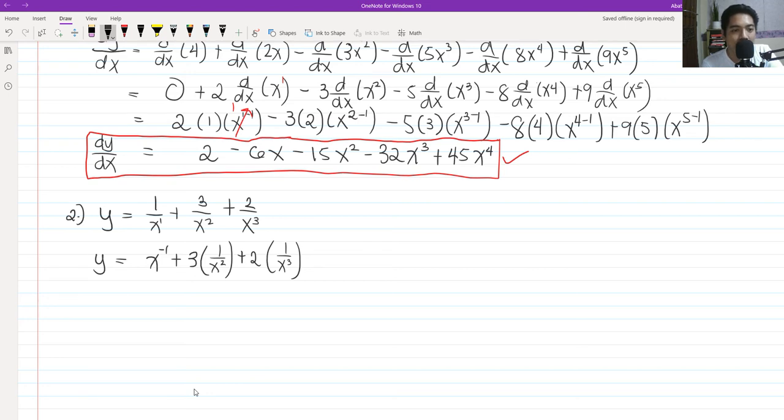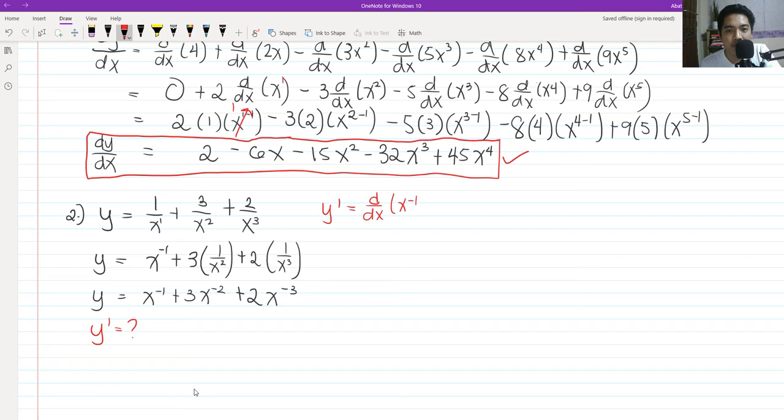So applying the exponential, reciprocal this, we have 3x raised to negative 2. Then we have plus 2x raised to negative 3. And voila, we can now find the value of y prime. What is the value of y prime? So the value of y prime, using the power formula, we apply it on every term.